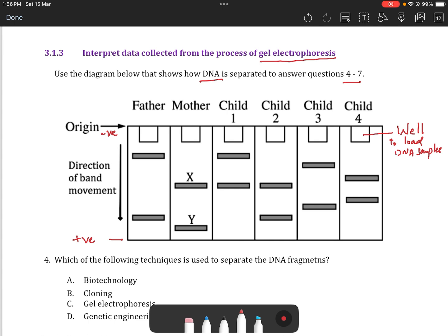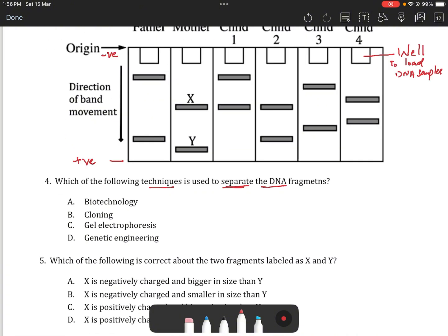And remember that the DNA is negatively charged, so of course it's going to move from the negative towards the positive end. So this is what we studied. Gel electrophoresis separates the DNA. Which of the following techniques is used to separate the DNA? We said gel electrophoresis, so the answer is C.